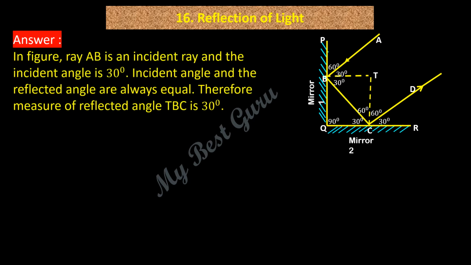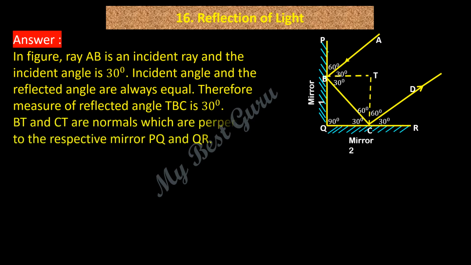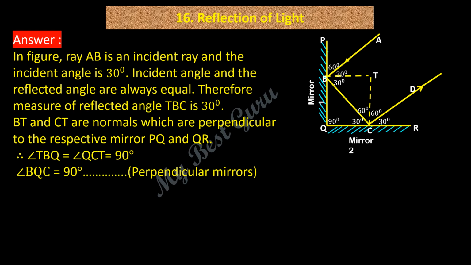In figure, ray AB is an incident ray and the incident angle is 30 degrees. Incident angle and the reflected angle are always equal. Therefore, measure of reflected angle TBC is 30 degrees. BT and CT are normals which are perpendicular to the respective mirrors PQ and QR. Therefore, angle TBQ is equal to angle QCT is equal to 90 degrees. Angle BQC equals 90 degrees (perpendicular mirrors).